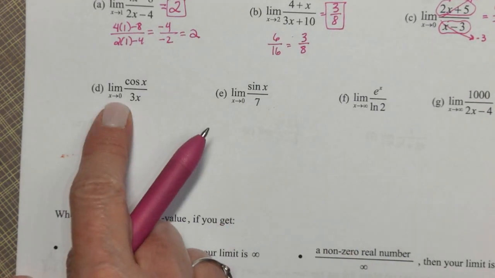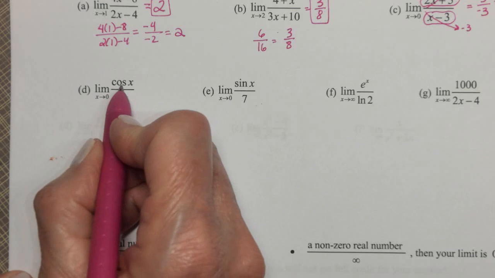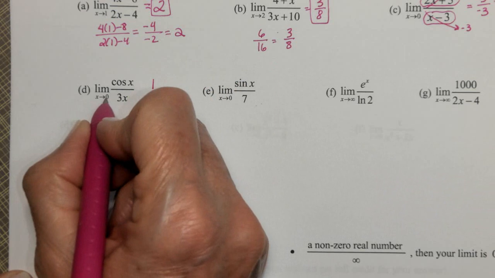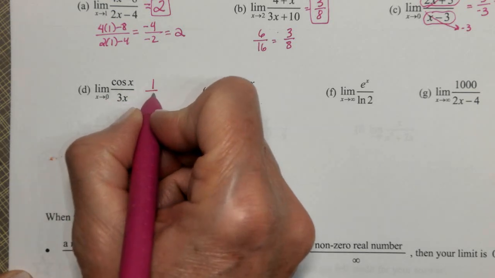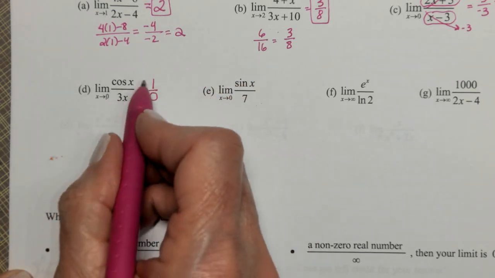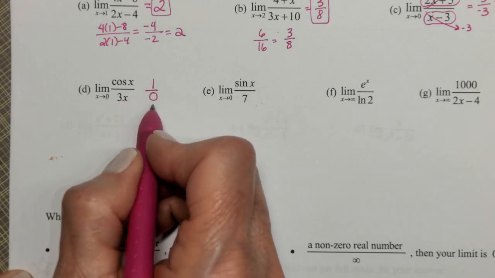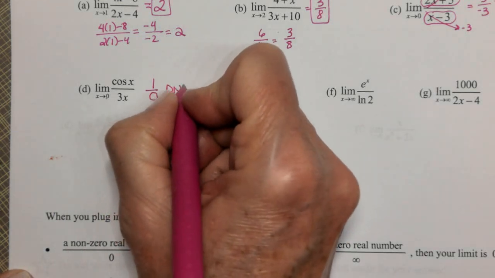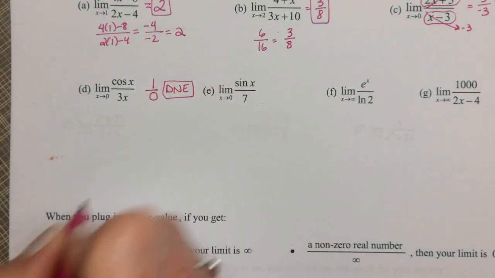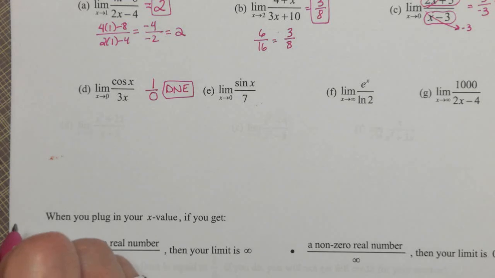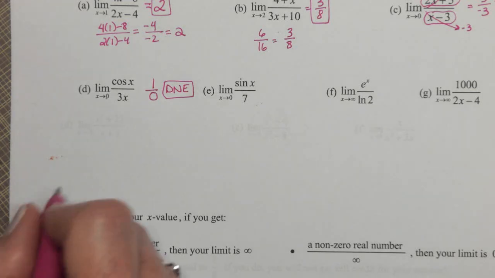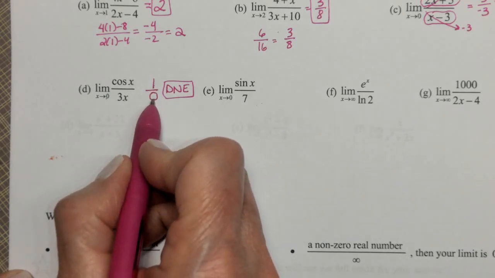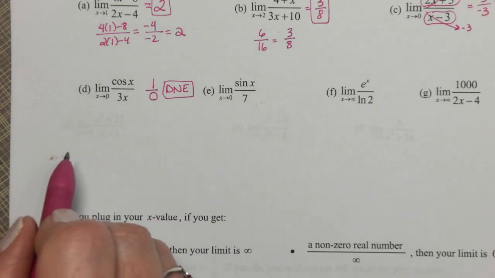Plug in 0 for x. If we plug in 0 for x, cosine of 0 is 1. If we plug in 0 for x in the bottom, we get 0 in the bottom. What's happening there? Can we divide by 0? We cannot divide by 0. This does not exist. Okay? And we'll talk more about that in a moment, but it does not exist. I will say this though. We have 1 divided by a teensy number. 1 divided by a tiny number.